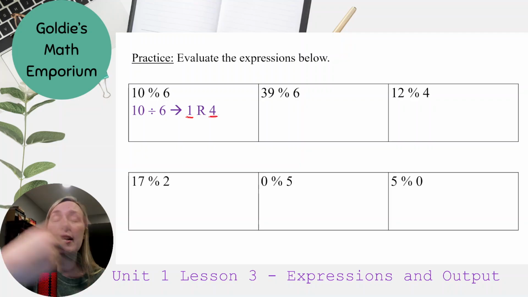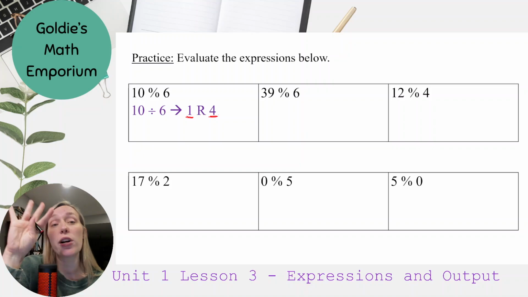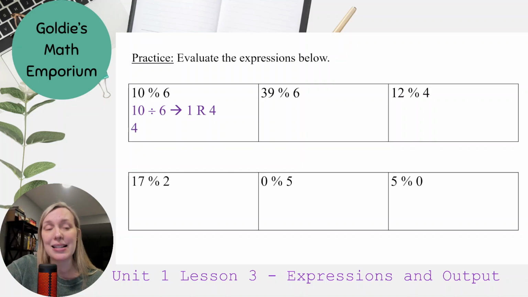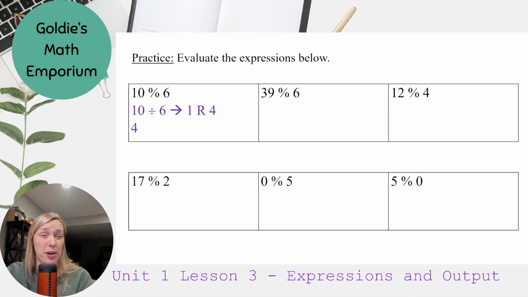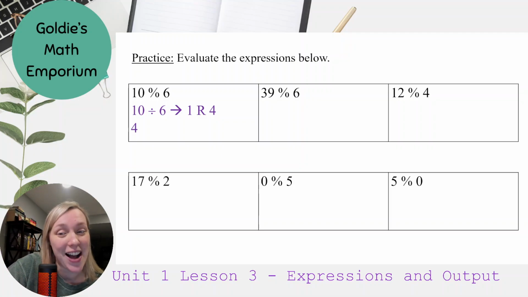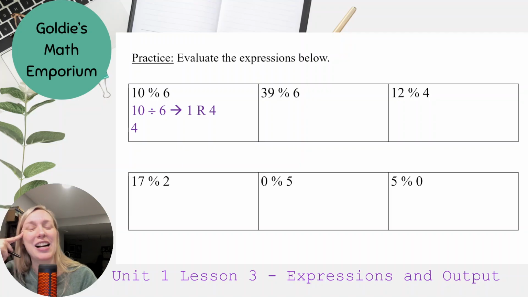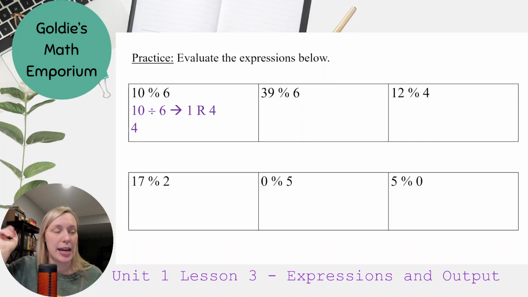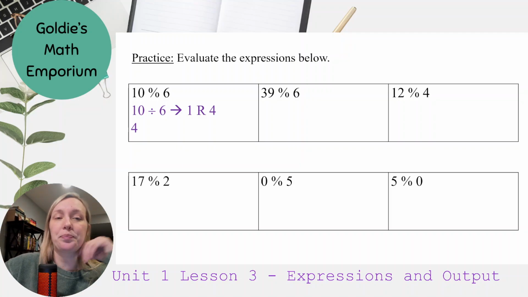So 6 goes into 10 once with 4 left over. So 10 mod 6 is going to be 4 because that's the remainder. If you want to pause this video and try the last 5 on your own and see what you get, go ahead and pause it. I'm going to go through the answers real quick here.